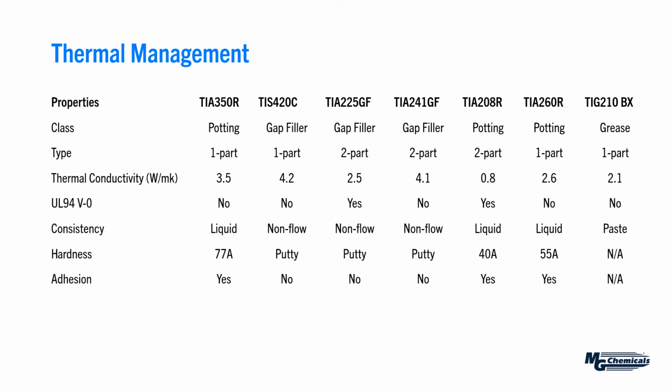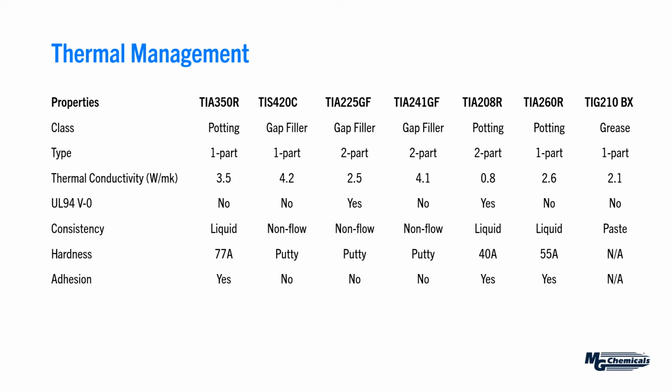So here we have a bunch of different products. The TIA 350R is a 1-part potting material. And again, we see thermal conductivity around 3.5. Whereas the next 3 materials are gap fillers. So a gap filler basically cures to a soft putty. It's not really an adhesive, but what it is, it's meant to conform to that interface between the heatsink and the component that you're bonding to.